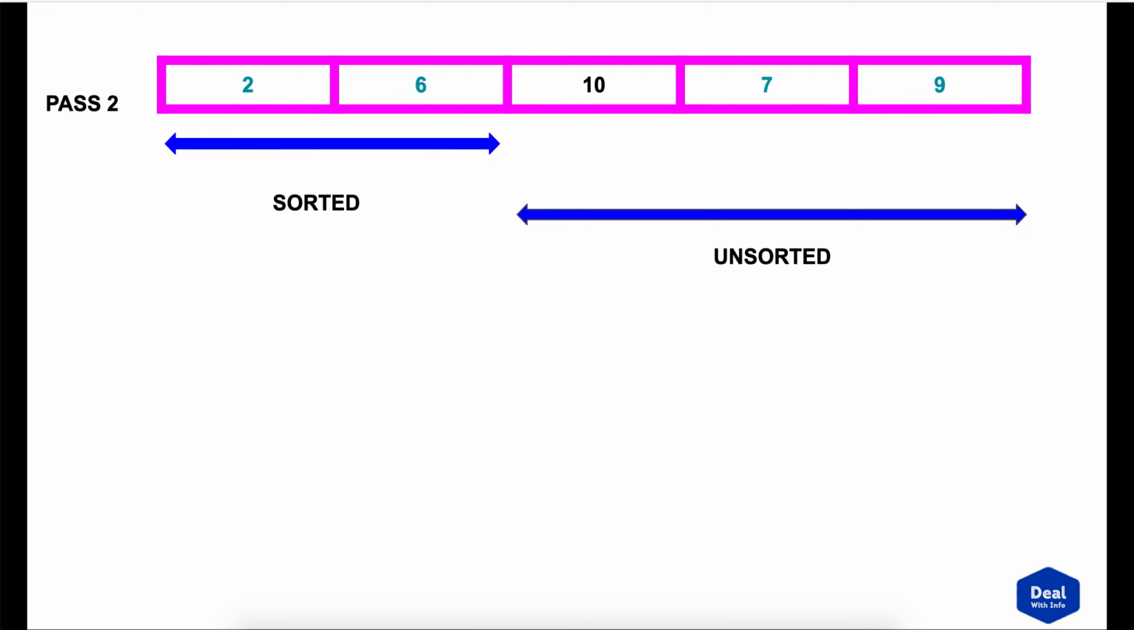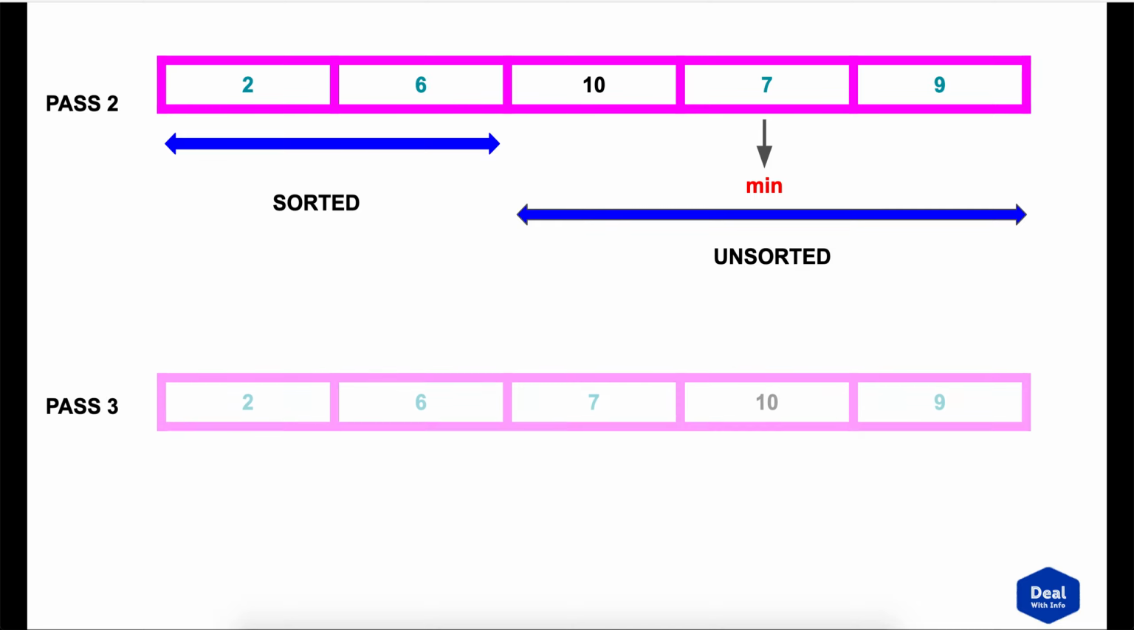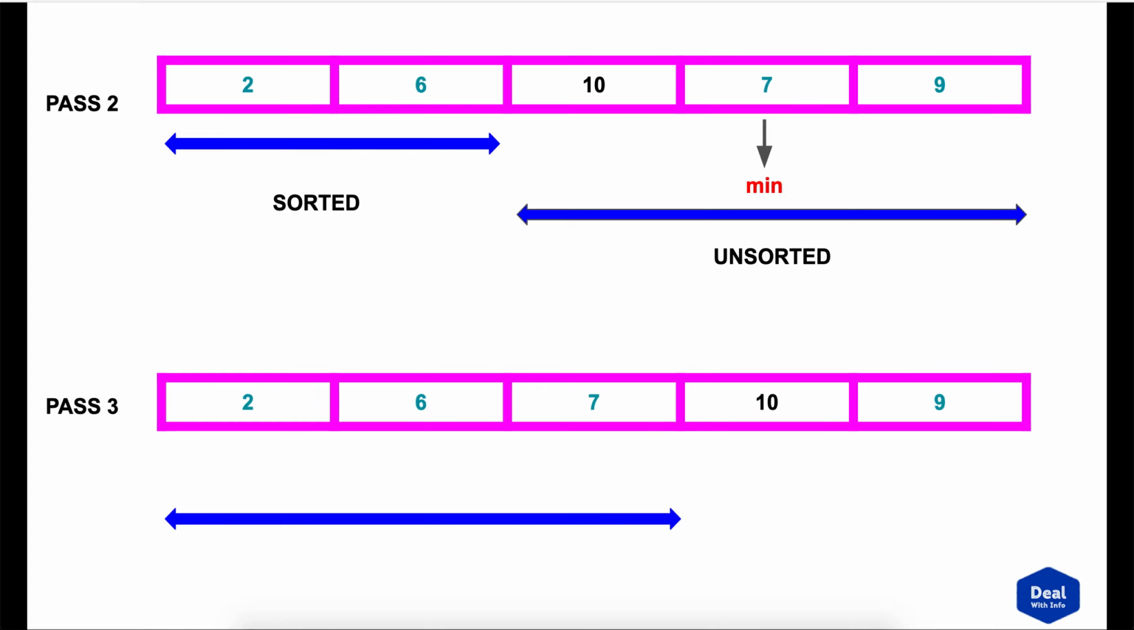Again, we need to identify the minimum element here in the unsorted subarray. 7, which is the minimum element here, should be pushed to the first part of the unsorted subarray. Hence, at the end of pass 3, we will be having an array like this: 2, 6, 7, 10 and 9. As you can see here, 7 is pushed to the first part of the unsorted subarray. Now, the sorted subarray will be 2, 6, 7, and the other elements like 10 and 9 will be in the unsorted subarray.